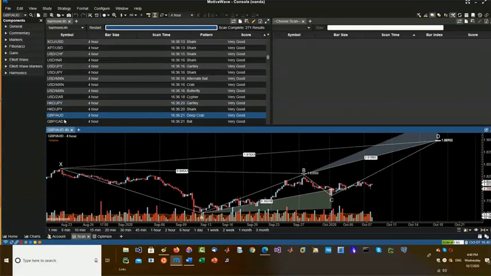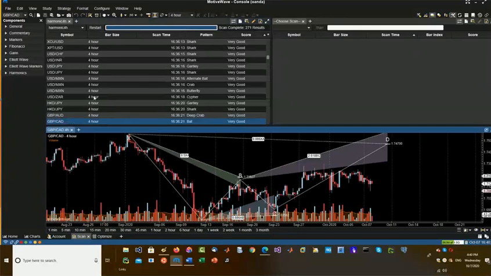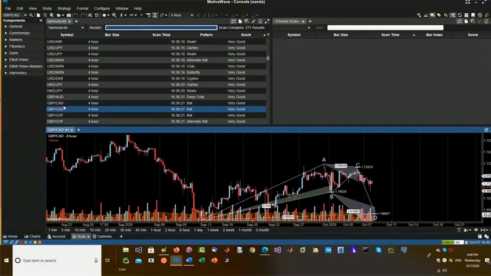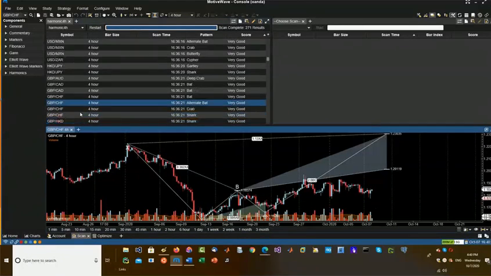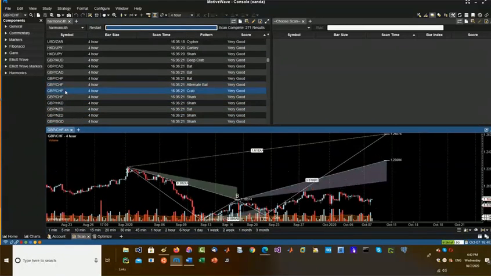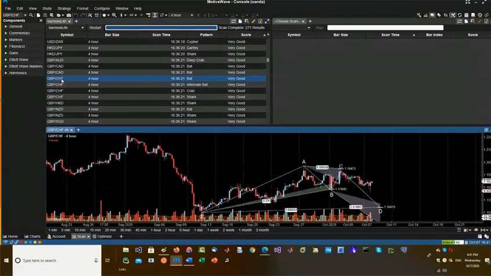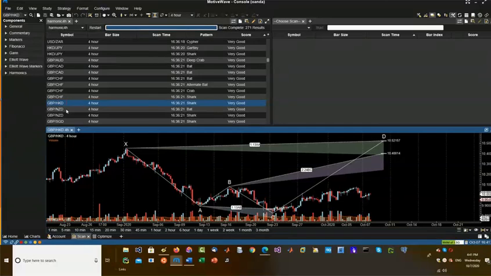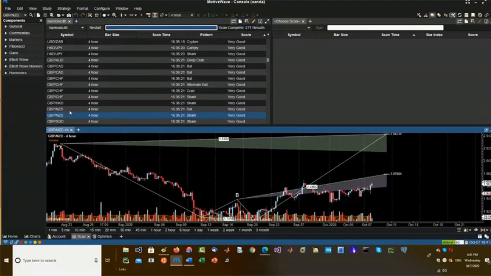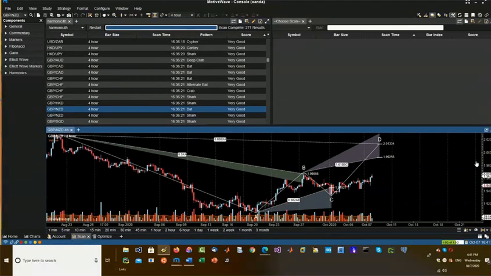GBP Australia dollar we got. GBP Canadian, ooh, no, that's mixed. So no thanks. GBP CHF, no thanks. GBP CHF, so we have three here, but one's a short and the other one's a long. Not interested. GBP Hong Kong dollar. Okay, let's just play with these. GBP Hong Kong dollar. There's another one here. Singapore.